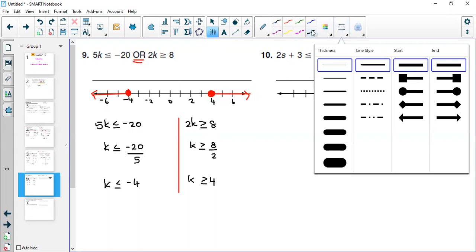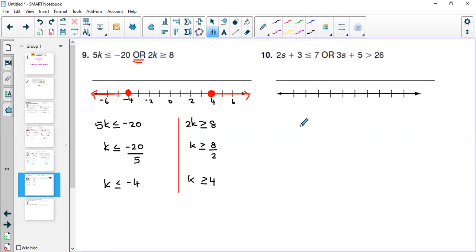And the last question, for solving these inequalities. Okay, let's quickly go ahead and do this. So the first inequality is 2s plus 3 is less than or equal to 7. So I've got to draw the line to separate it. And then we have 3s plus 5 is going to be greater than 26.